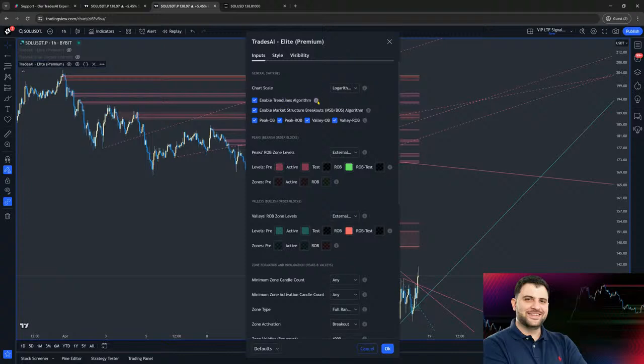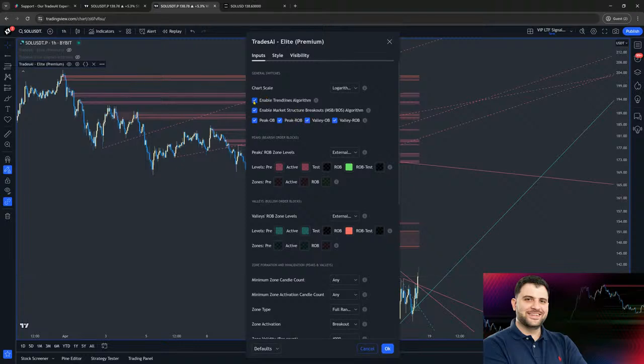Okay, so tooltips. This is how you understand what each one means. In a nutshell, this section is where you enable or disable the main features. The main three features of the TradesAI Elite Indicator are, there are a bunch of indicators combined in one, okay? You have the trend lines, you have the market structure breakouts or MSB, and then you have the OB or ROB, okay? Order blocks and reversal order blocks.